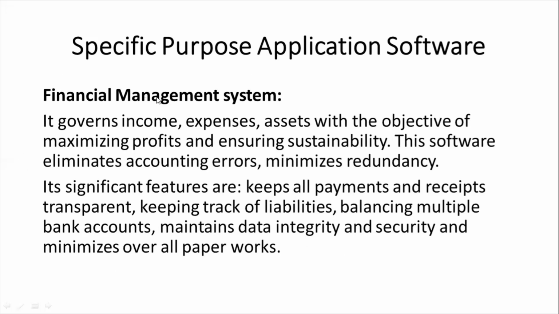Then we have the financial management system. It governs income, expenses, assets with the objective of maximizing profits and ensuring sustainability. This software eliminates accounting errors, minimizes redundancy. So if any errors are there in the accounting, it will reduce that, and it will minimize the repetition. Redundancy means repetition. It will take care of the income, expenses, assets, and the main objective of this is to maximize the profits.